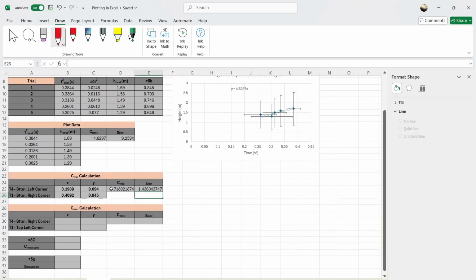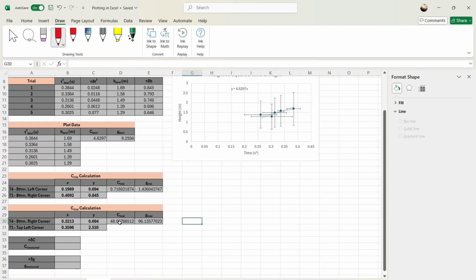Now we have to do the same kind of thing, but for calculating the maximum proportionality constant, the maximum slope. For this one, for trial 4, we're using the bottom right corner. In trial 1, we're using the top left corner. At this point, I fully expect you to already know how to go about performing these calculations to get the x and y values. So I'm going to go on ahead and do that to get the slope and to also get the g max value, because you should already know the formula by now. I showed it to you. g is just equal to 2 times c. So whatever you get for c, multiply that by 2, and that's going to be your g value.